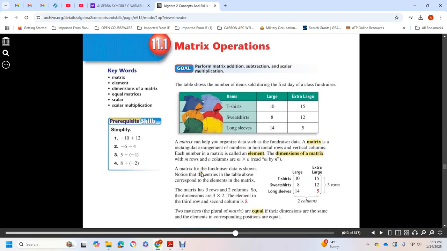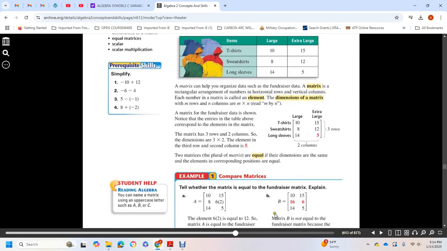Alright, so the matrix has 3 rows and 2 columns, so the dimension is 3 by 2. In the third row, the second element is 5. Two matrices are equal if the dimensions are the same and the elements in corresponding positions are equal.